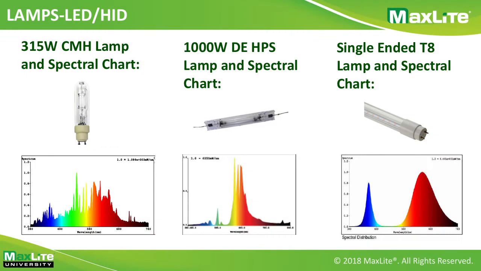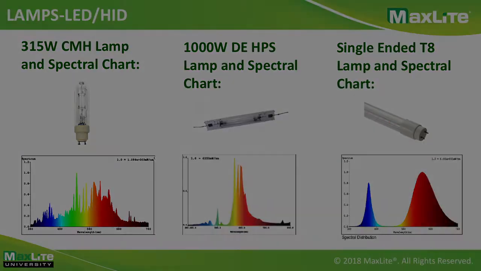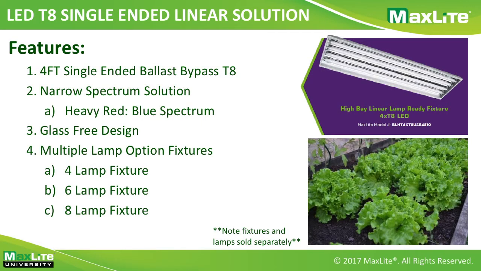So now, when we also look beyond just the fixture, we also offer lamp solutions as well. So you see here on this following slide, we have a 315-watt ceramic metal halide lamp. We also have the double-ended high-pressure sodium. And then as we transition from the HID to the LED side, we do have this single-ended T8 lamp, which also is kind of a twist-in fit.